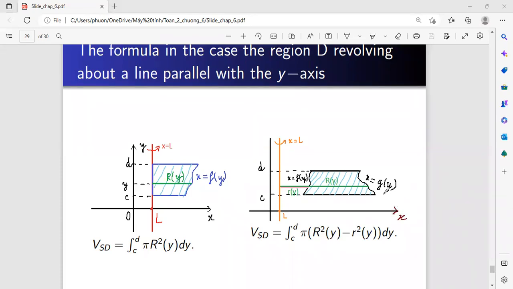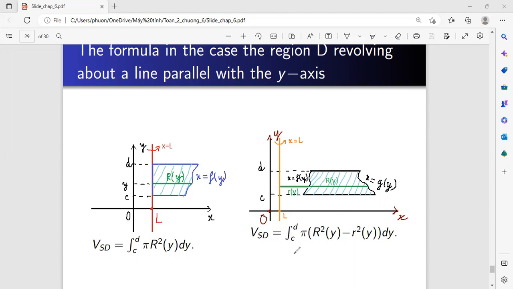This is the x-axis, and this is the y-axis, okay? 0, x, y here. And you can see a region which is bounded by the curves y = c, y = d, x = f(y), and x = g(y). By revolving this region about the line x = L, we obtain a solid of revolution which is partially hollow inside. So when we cut perpendicular to the axis of revolution, we will obtain a cross section which looks like a washer. So we need to use the washer method. But the axis of revolution here is parallel to the y-axis.